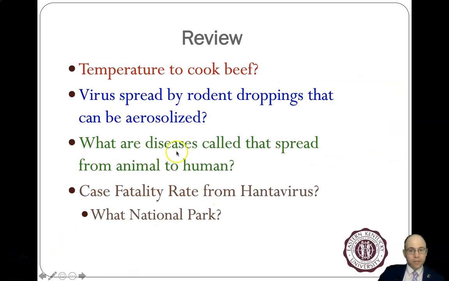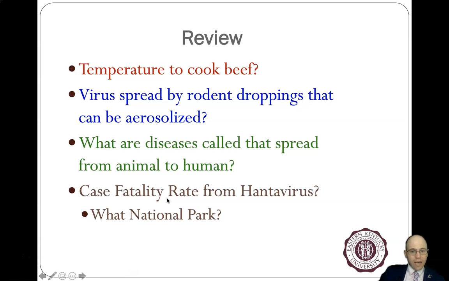And what diseases are spread from animals to humans? What do we call the diseases that are spread from animals to humans? Starts with a Z. Think of a zoo, an animal. So zoonotic diseases. Z-O-O-N-O-T-I-C, zoonotic. All right, what virus is spread from rodent droppings and it can be aerosolized? We talk about hantavirus, H-A-N-T-A virus, hantavirus.